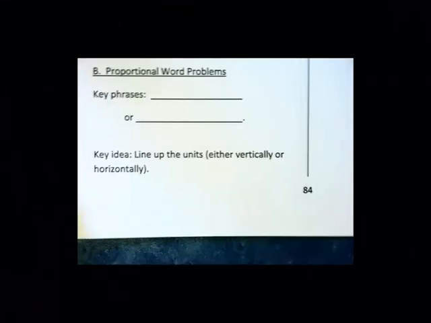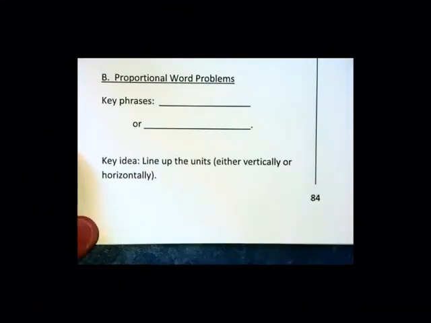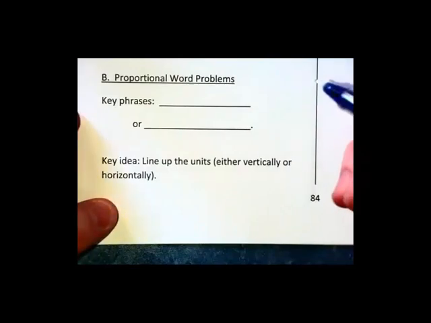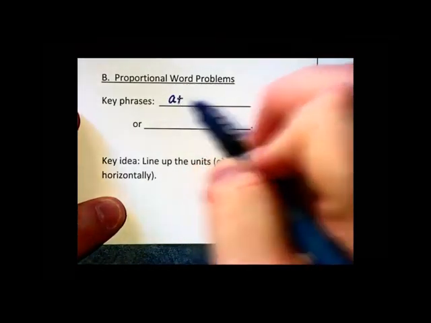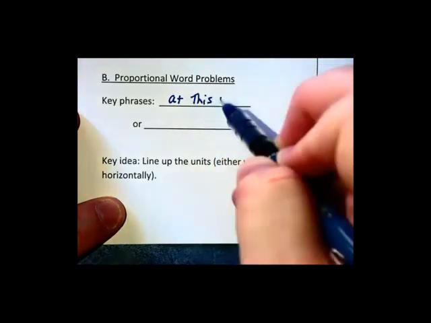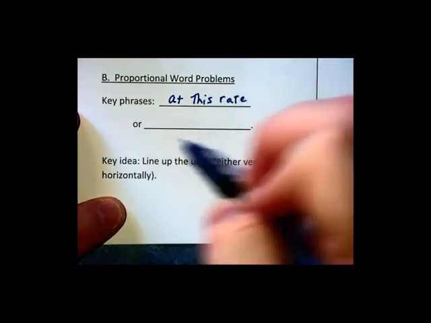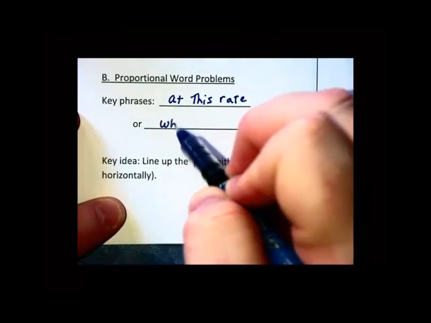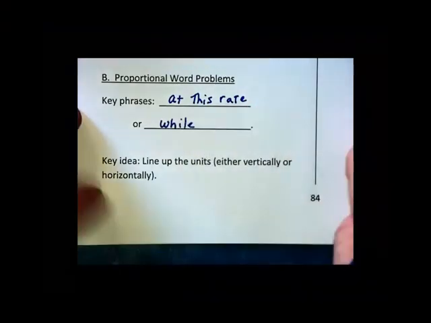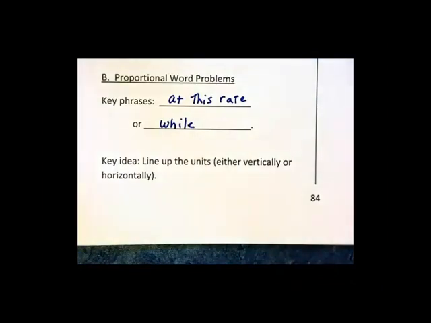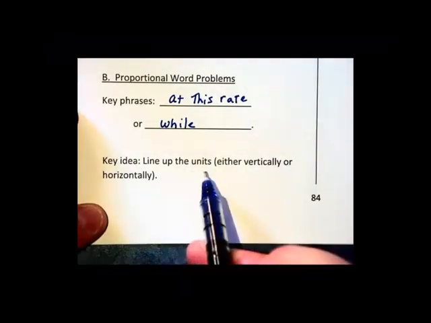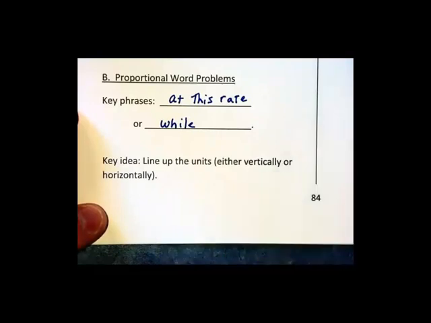When you have proportional word problems, certain phrases keep showing up. The words "at this rate" are a key phrase, or sometimes "while" is a word. While this happens, another thing happens. It doesn't have to show up, but occasionally it does. And I say line up the units either vertically or horizontally.